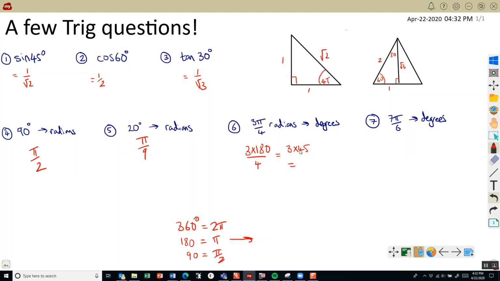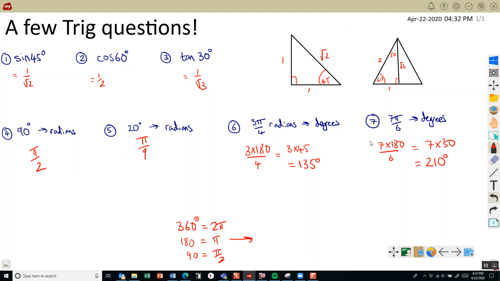It is 45. And then we times that by 3 and we get 135 degrees. And I'm going to do this one the same way. It's 7 times 180 divided by 6. 180 divided by 6 is 30. 7 times 30 is 210 degrees. Hopefully you all got 7 out of 7.